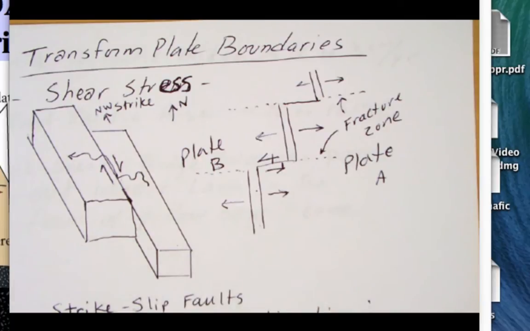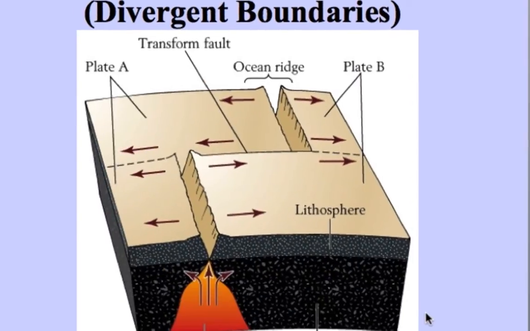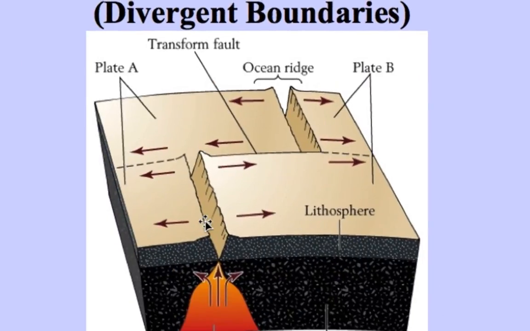Going back over here to our PowerPoint, here's another diagram showing the same idea, right? Here is a mid-oceanic ridge, the transform fault, right? And you can see the offset here. In this case, again, we're looking at a left lateral strike-slip fault, right?